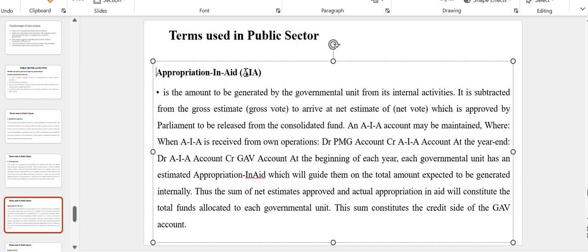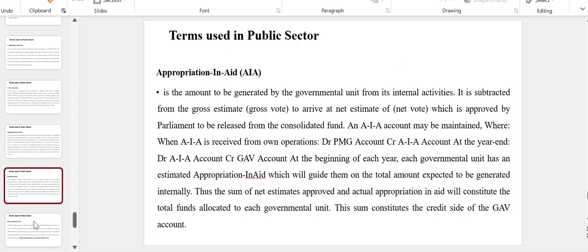Okay. The amount generated by a governmental unit from its internal activities is normally subtracted from the gross estimate. We are going to discuss the gross vote shortly. Are you together? So for universities, again, they are required to raise some money internally. You start some profit-making activities to boost your revenue, so that the deficit now will be financed by the government through capitation. Are you together? So that is appropriation in aid.